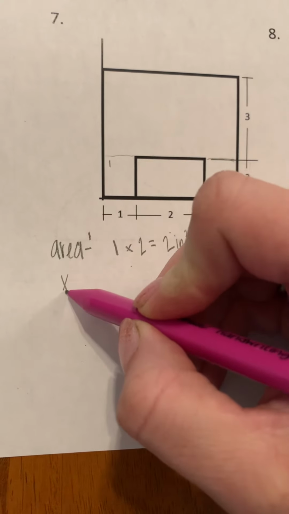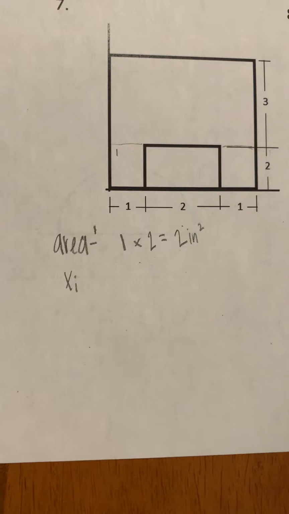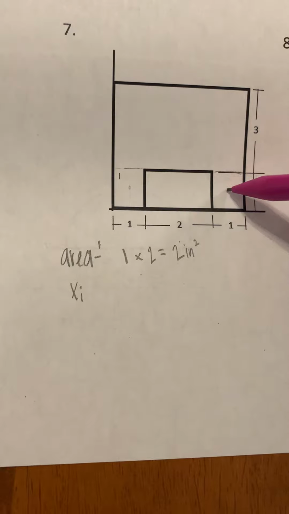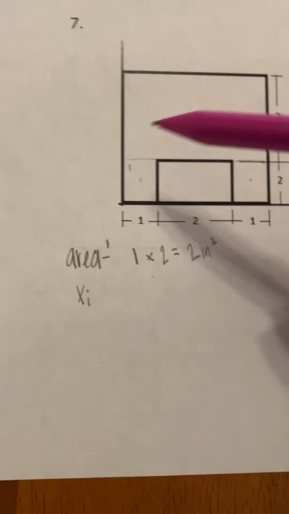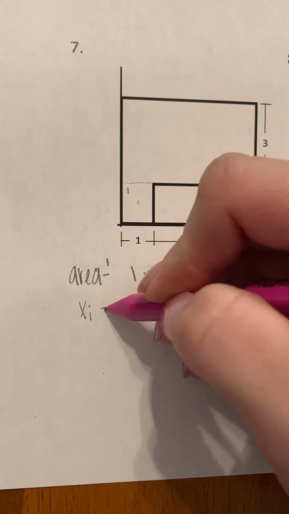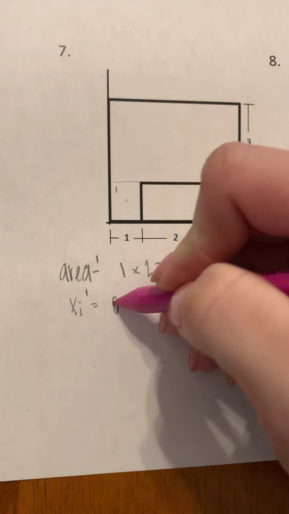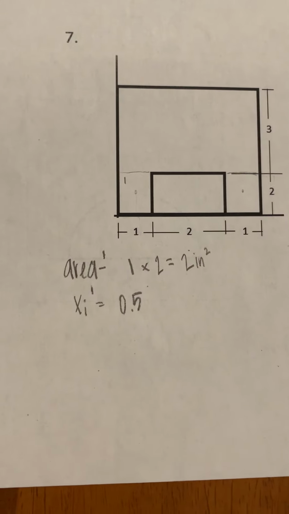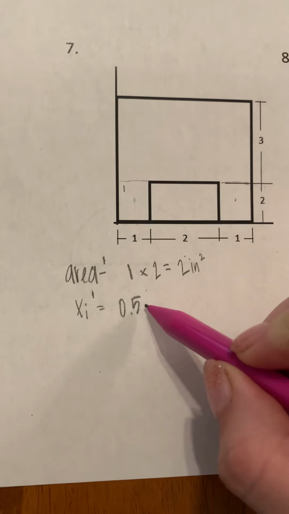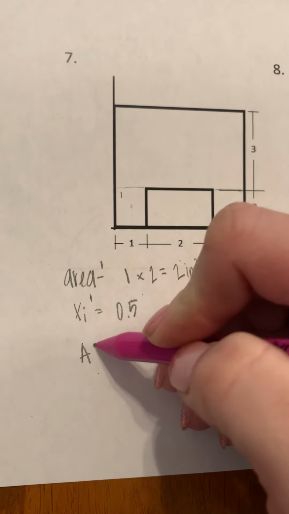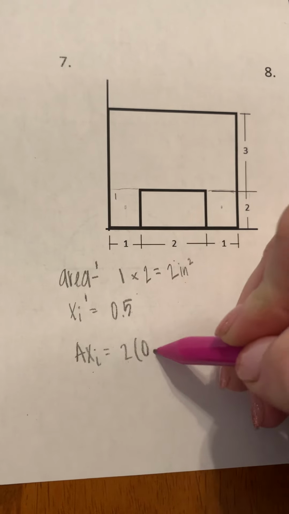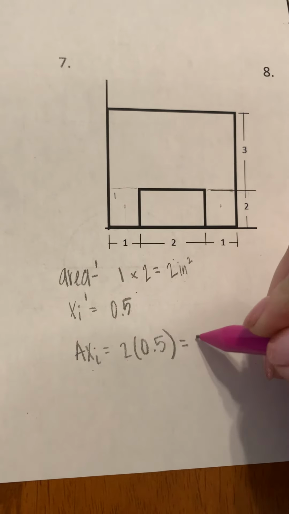So then, what is x of i? That would be where the centroid location would be on the x-axis, right? So we know this is 1. What's the center of 1? 0.5. So my x of i for shape 1 is 0.5. And then what you do is you're going to multiply these together. And so that's called the area times x of i. So that's 2, and then we're going to multiply that by that 0.5, which we know equals 1.